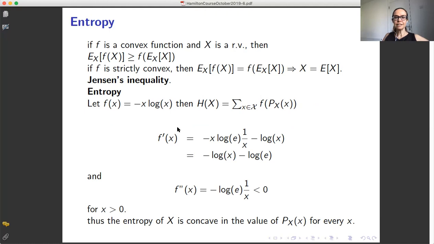Now if I look at f of x, which is this minus x log x, and I compute its first derivative, what do I see? Well, this is the first derivative. We just mechanistically go through taking this function and taking the derivative. And the second derivative is negative. So what does it mean that the second derivative is negative? It means that this function f is concave. Let's take a quick minute here to draw what we're talking about.